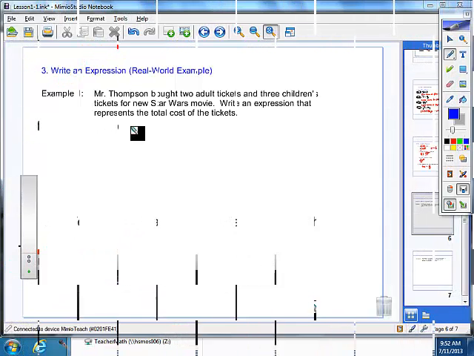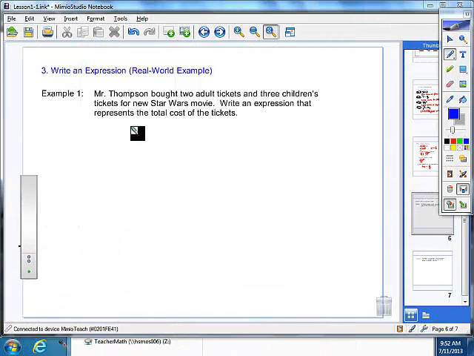Okay, it's time for a real-world example here. Story problems, don't be afraid. They're really not too challenging if you take them slow. Here we go. Example 1. Mr. Thompson bought 2 adult tickets and 3 children's tickets for the new Star Wars movie. Yes, there's one coming up in about a couple of years. Can hardly wait. Write an expression that represents the total cost of the tickets.